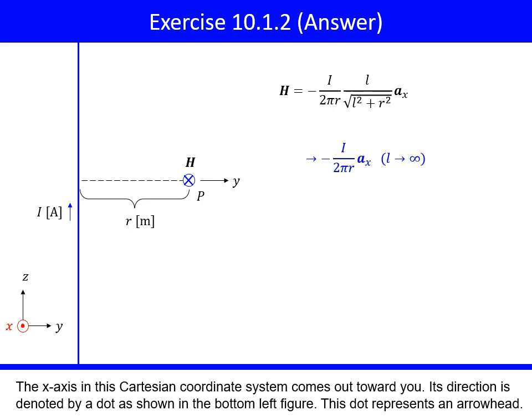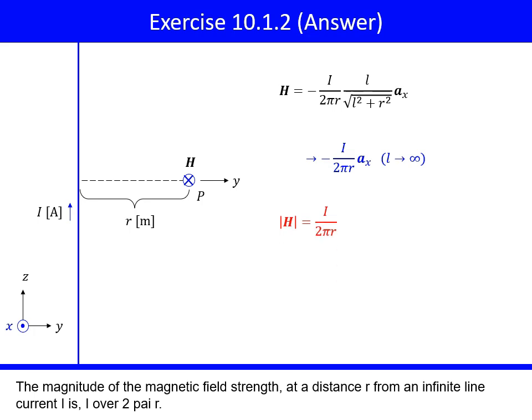The x-axis in this Cartesian coordinate system comes out toward you. Its direction is denoted by a dot as shown in the bottom left figure. This dot represents an arrowhead. The magnitude of the magnetic field strength, at a distance r from an infinite line current I is, I over 2 pi r.